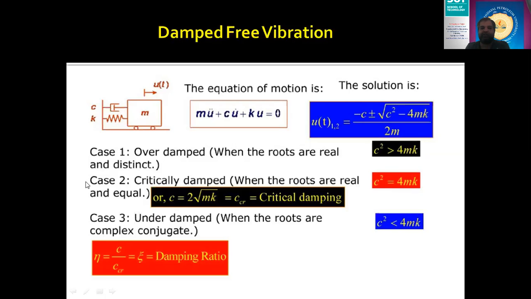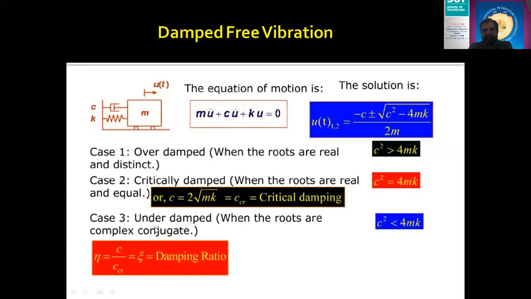The second case, what we described last time, is the critically damped condition, when the roots of the differential equation are real and equal. In this case, we defined this particular condition, C square becomes equal to 4mk. To summarize, C is equal to twice the square root of mk. This I call my damping for the critical condition, so it is the critical damping coefficient, which I denote as C suffix CR. This is applicable only when your damping is critical.